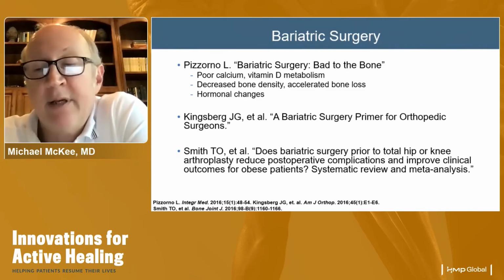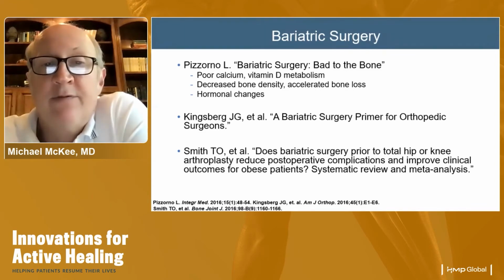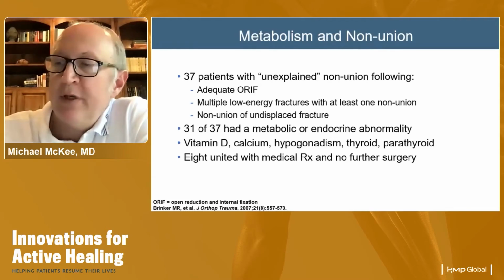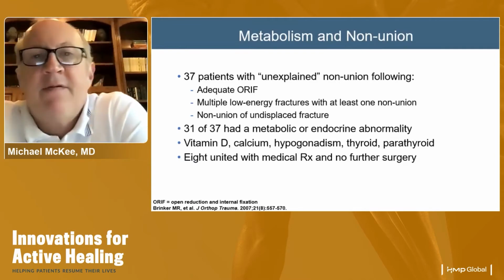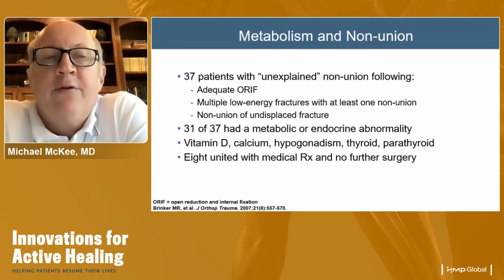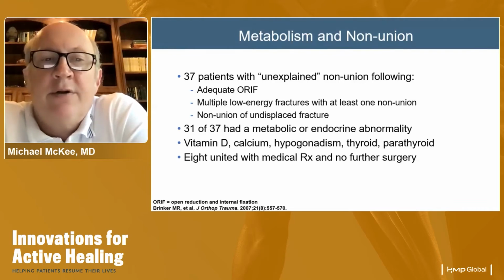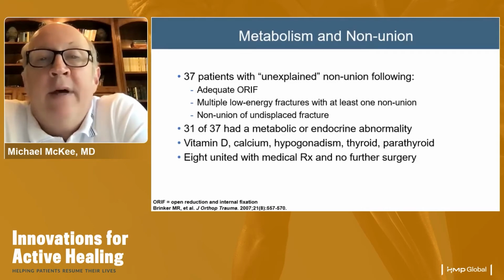I've seen a number of bariatric patients with non-unions despite a fairly good mechanical fixation and adequate fracture surgery. One of the most interesting papers, I think, that really opened up the whole door about non-union metabolism was by Mark Brinker, who is from Houston. He wrote this paper back in 2007, which is a significant period of time ago, looking at 37 patients with unexplained non-union. Well, what is an unexplained non-union? That's a non-union that occurs in a bone that usually heals, that has an adequate fixation, or an undisplaced fracture, or multiple fractures with at least one non-union in a low energy mechanism.